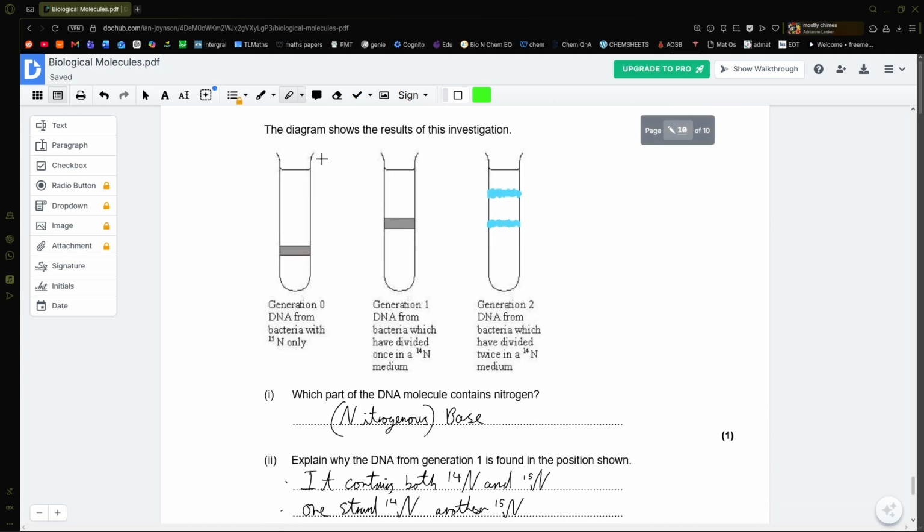The diagram below shows the results of this investigation. So we have here generation 0, DNA from bacteria with 15N only, then generation 1, DNA from bacteria which is divided once in a 14N medium, and then generation 2, which you're going to fill in.